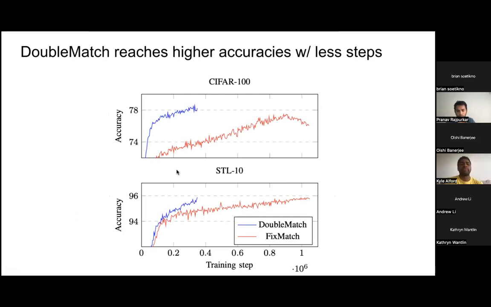And then they also stated that it decreases the training time. And so this is comparing both DoubleMatch and then FixMatch. As you can see in the red, FixMatch takes more training steps to achieve their baseline accuracy, whereas for DoubleMatch, it takes fewer training steps to achieve a higher accuracy for CIFAR 10, and then also for STL 10 to achieve a similar accuracy.